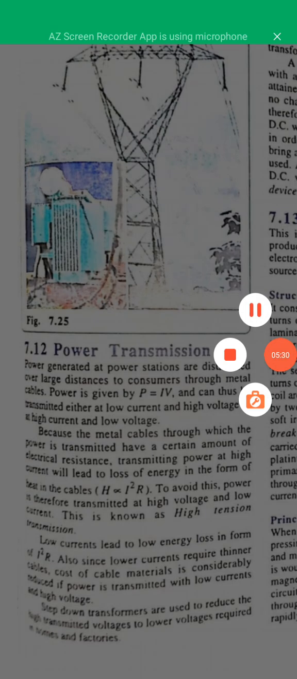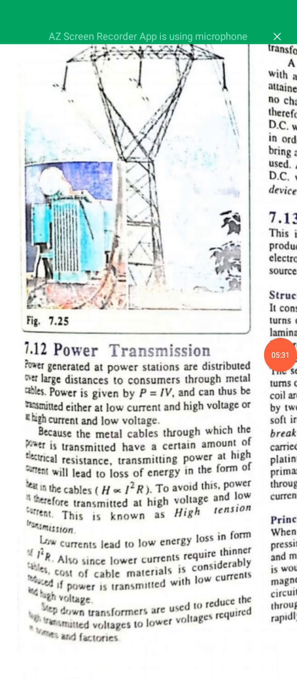So most times you see full voltages. That is why most of the transformers we have are step down transformers, to step down the current, to step down the voltage. Step down transformers are used to reduce the high transmitted voltages to lower voltages required at homes and factories. What your house requires is the step down.